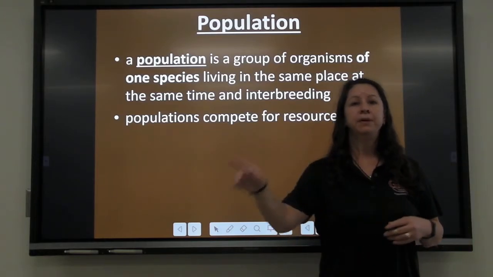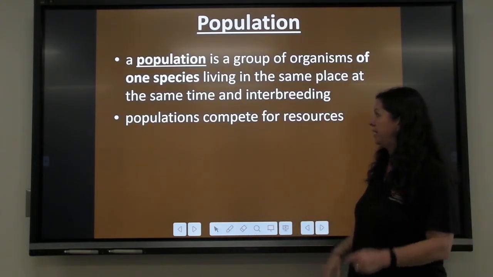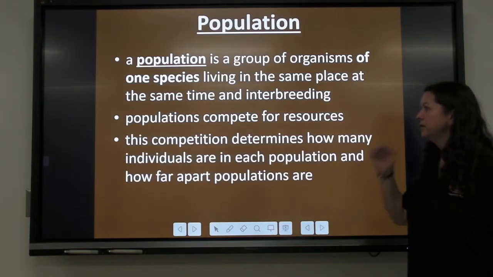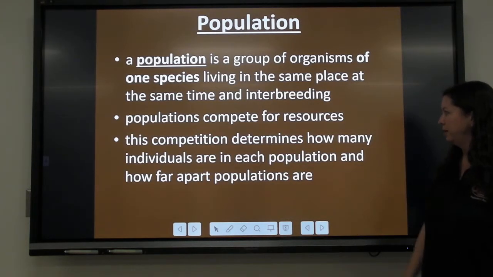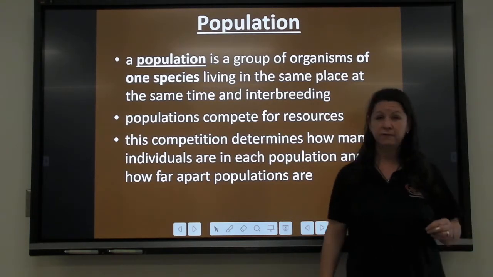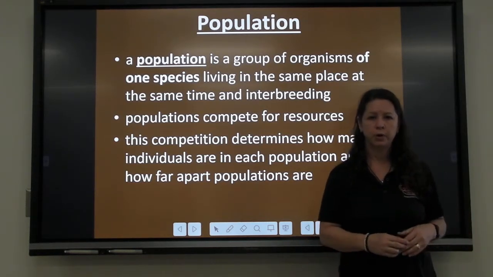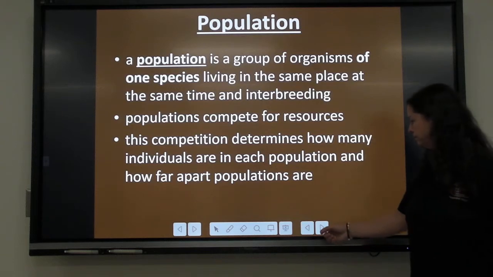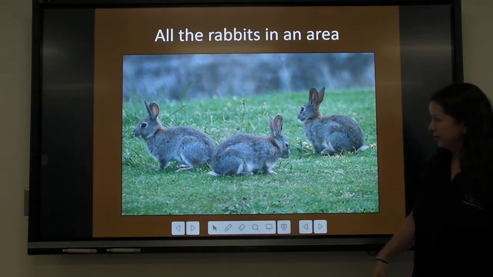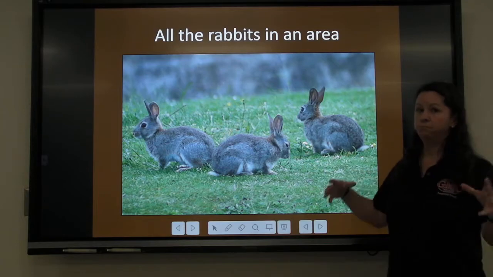Now, populations compete for resources. All right, that competition can determine how many individuals are in each population and how far apart they are from each other. So we might be talking about all the rabbits in a given area.